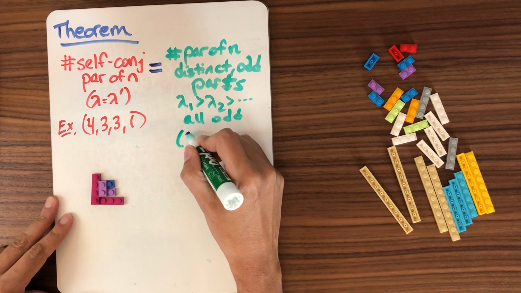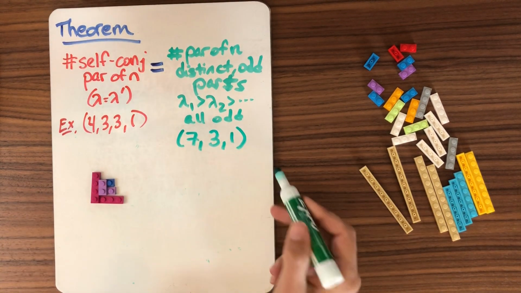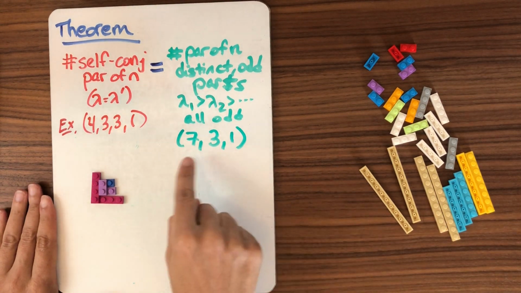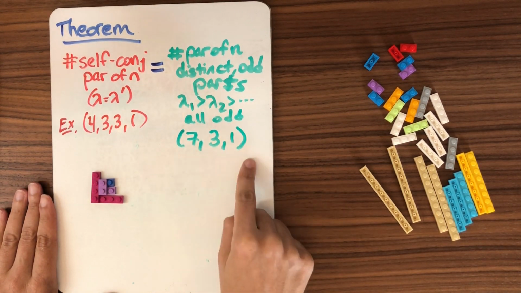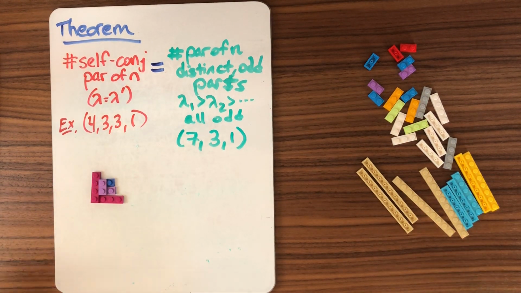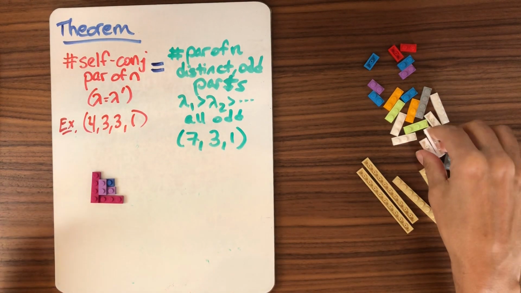Here's an example. Let's say 7, 3, 1. You don't have to have all the odd numbers, of course. You can skip, like I skipped 5, but you can't repeat anything. So 7, 3, 1, what does that look like? Well, unfortunately, there's no Lego that's a 7 by 1. They just don't make it.